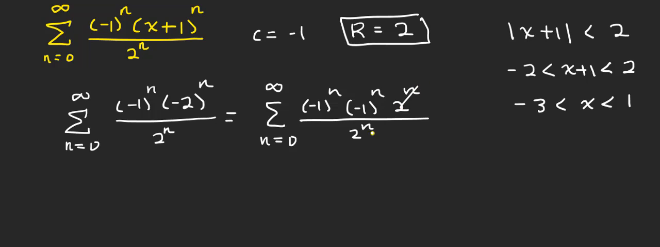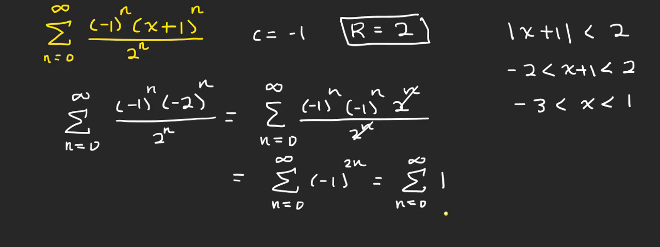And 2 to the n cancels out. So you get quantity negative 1 to the n plus n, which is 2n. Since this is 2n, even, negative 1 raised to the even power will always be positive 1. So you could say that this is the same thing as this.